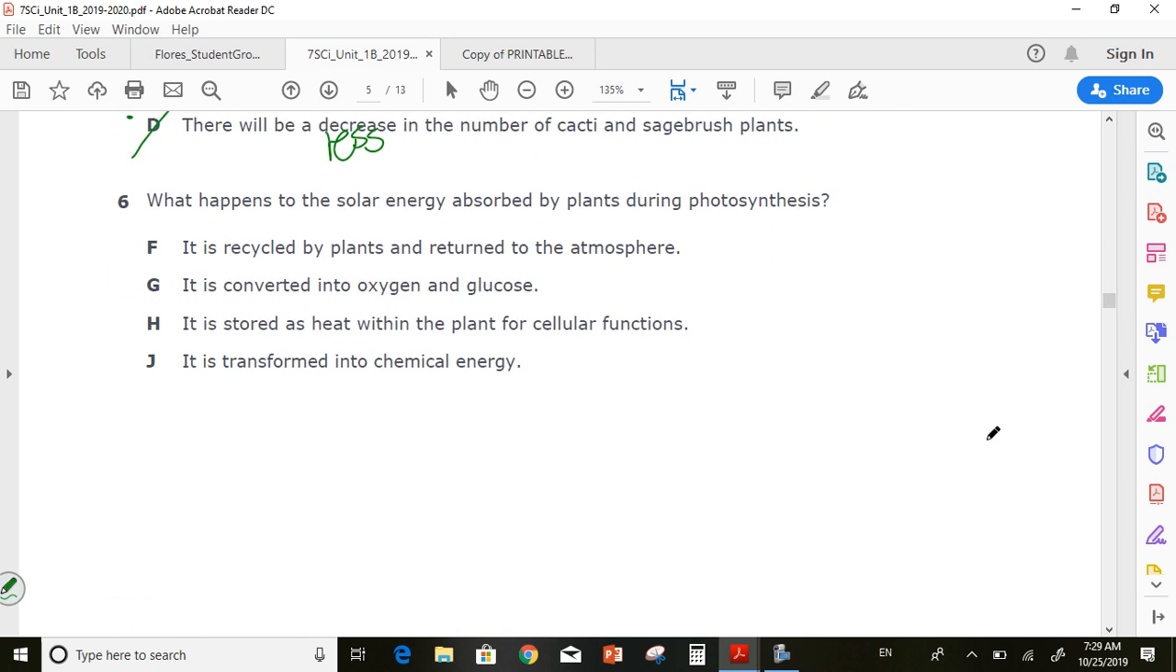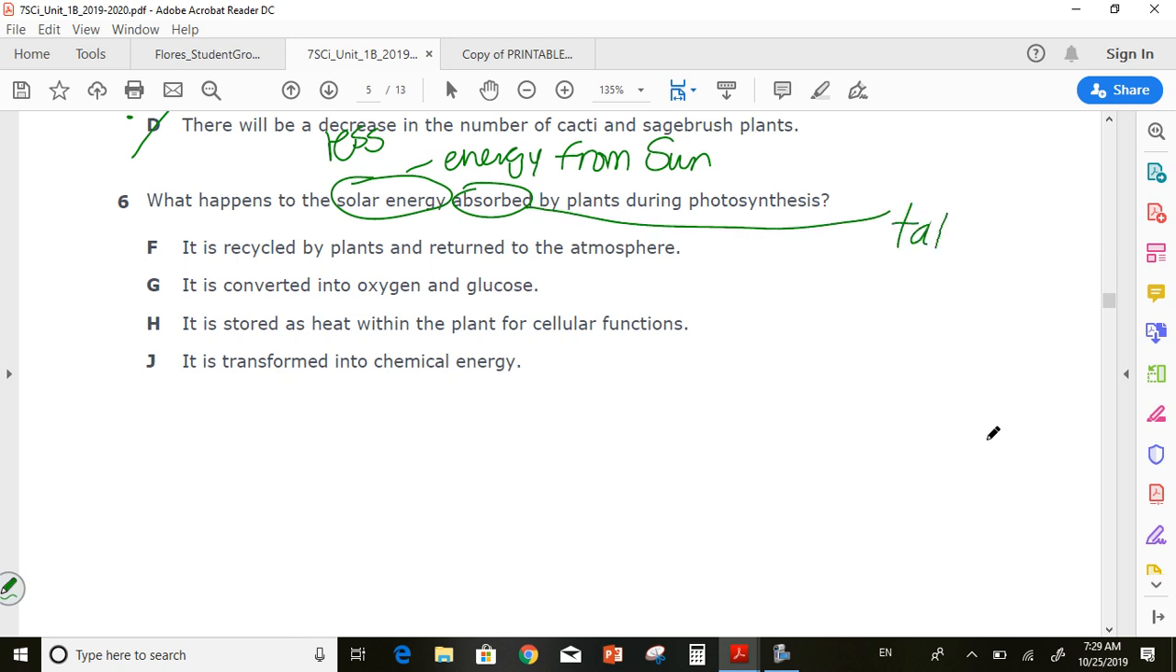Number 6, what happens to solar energy? Energy from the sun. What happens to solar energy absorbed? Taken in. If you don't know what the word absorb is, it's taken in by plants during photosynthesis. So what happens to the energy from the sun when it's taken in by plants to make food for plants?